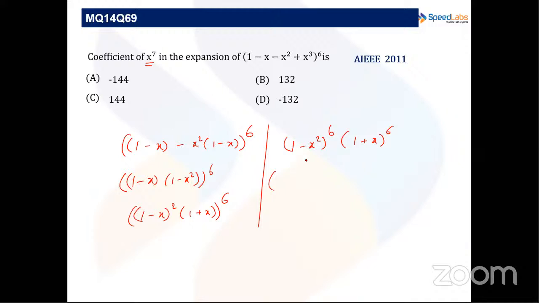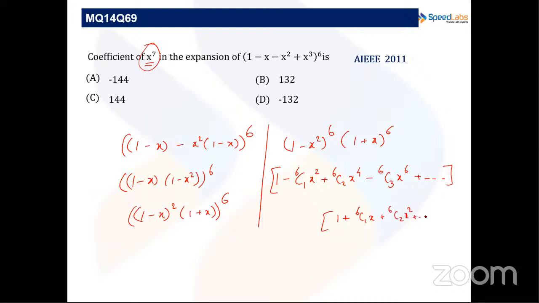Now (1 minus x square) to the power 6, we can open it by binomial: it will be 1 minus 6C1x square plus 6C2x to the power 4 minus 6C3x to the power 6. The next term will be plus 6C4 x to the power 8, but we are not interested in it because we have to go maximum up to 7, so we are not writing that term. And (1 plus x) to the power 6 will be 1 plus 6C1x plus 6C2x square and so on up to 6C6x to the power 6.